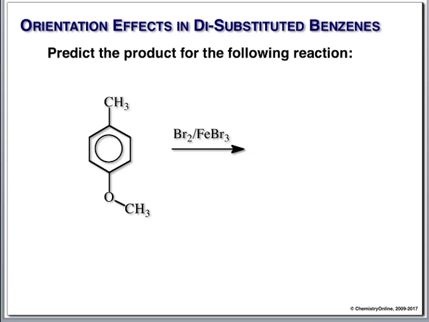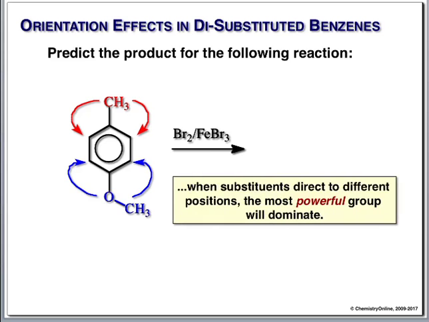Now is when you actually need to remember your table, because they're arranged in order of activation. In general, anything with lone pairs that can stick it in is going to win. Therefore, this bromination is going to go directed by the most powerful group. And we should get this bromobenzene. Most powerful group should dominate.